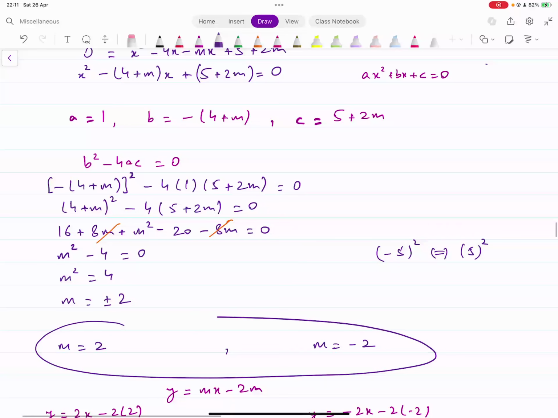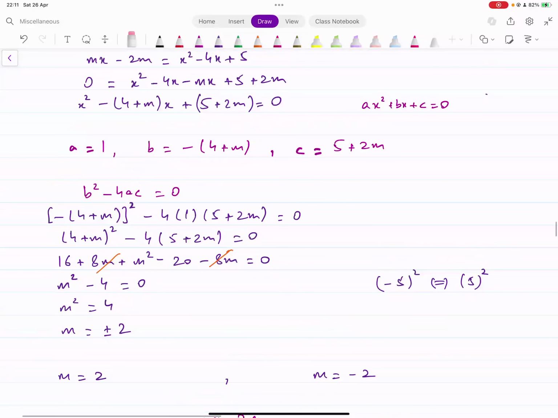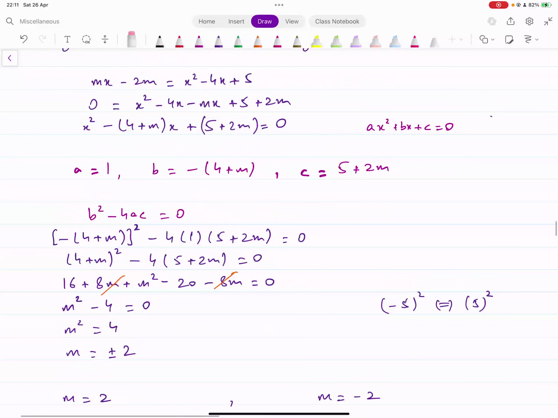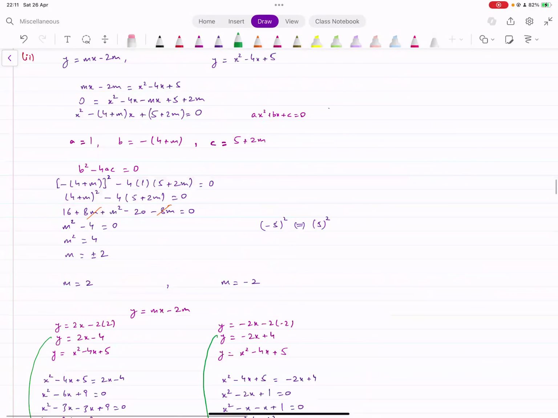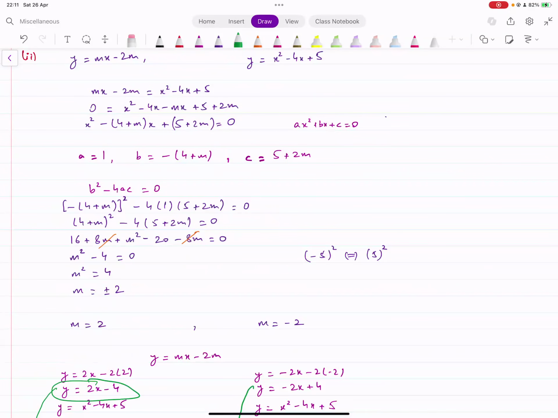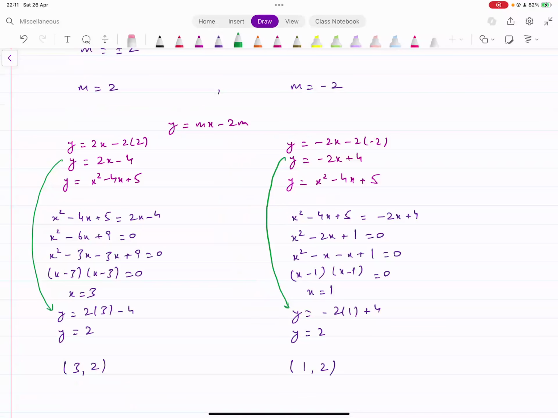Now, sometimes what they ask you for is to find those points at which the line is a tangent of the curve. Once you have found the values of m, now you know what that equation is. You know the equation of the line now. There will be two possible cases, right? One possible case when the value for m is 2. In that case, you have y equals 2x minus 4. The other possible case is when m is equal to minus 2. In that case, you get this equation. And now what you do is you solve these two equations simultaneously to get those points at which the line meets the curve.